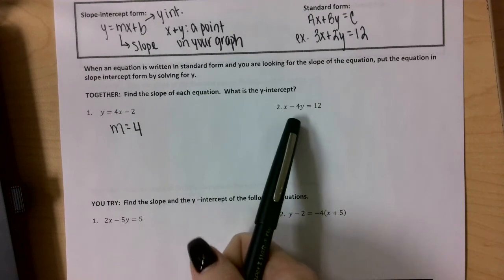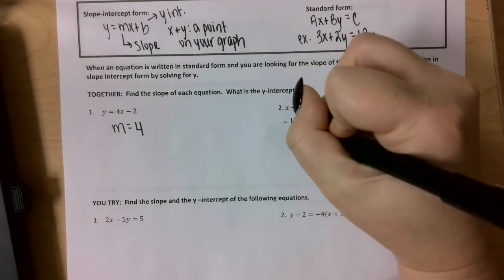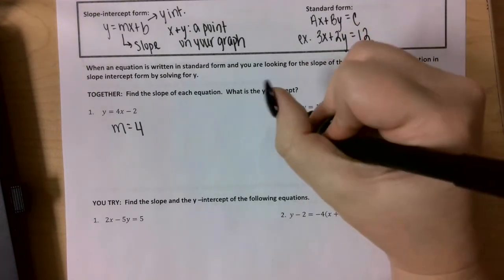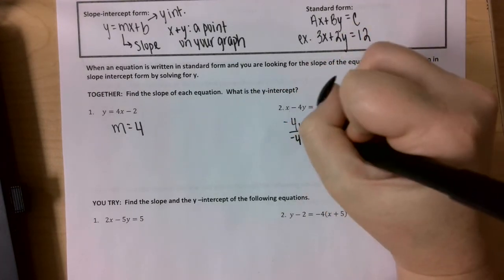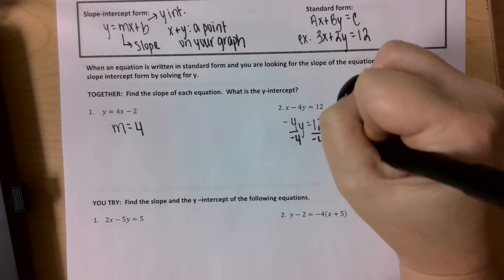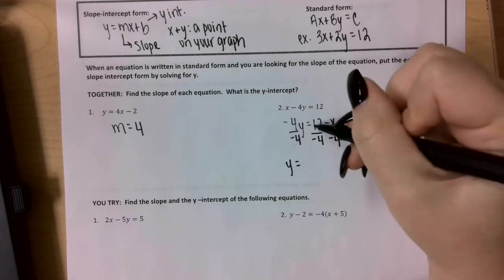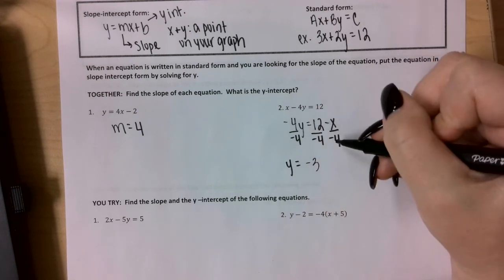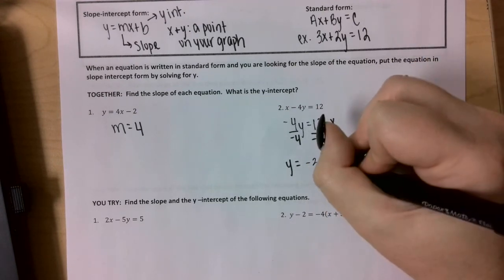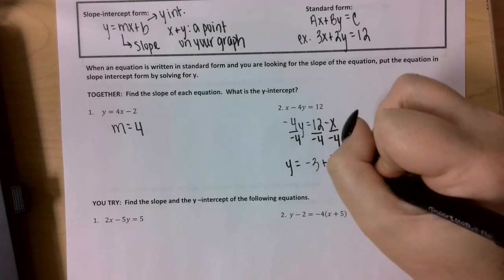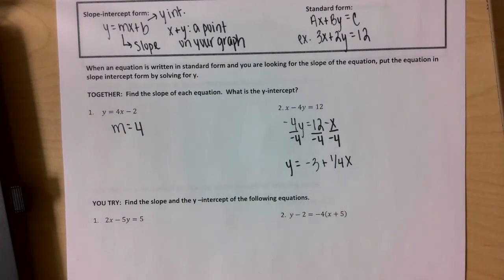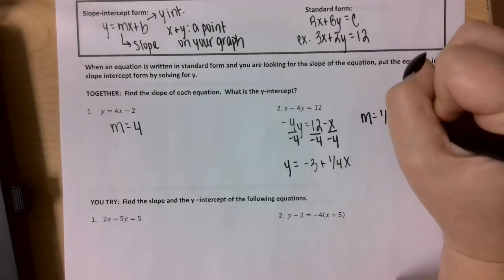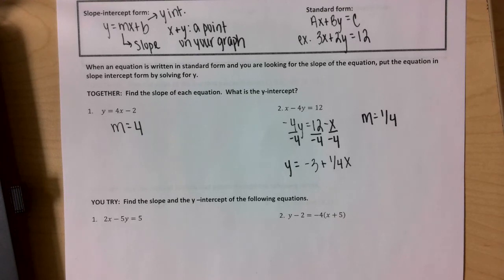Here, I'm going to go ahead and get y by itself. So I'm going to subtract x over. And then I'm going to divide everything by -4. So here I would have 12 divided by -4, which is -3. Here I would have -1 divided by -4. That's positive 1/4 x. Okay, so here again your slope is going to be the number in front of your x. So for us it would be 1/4.